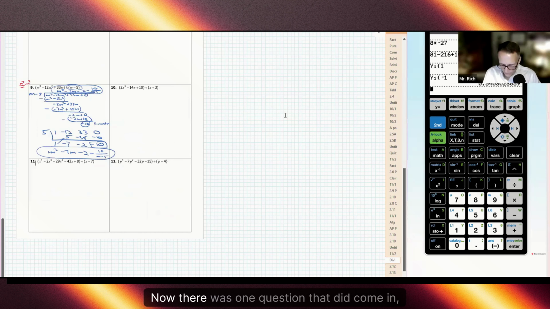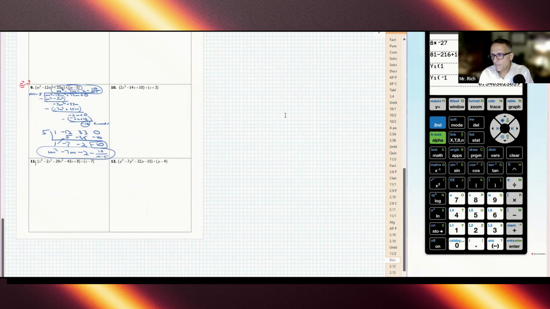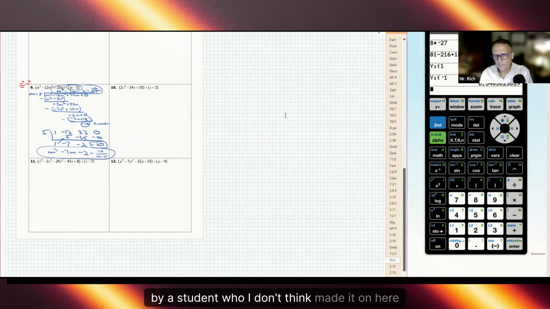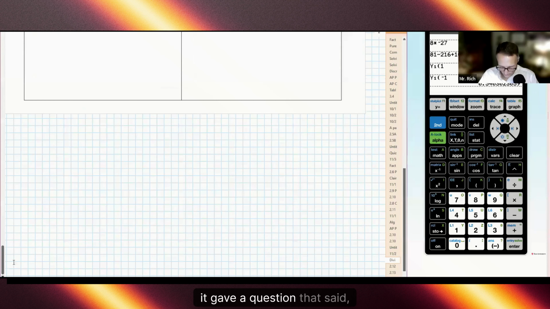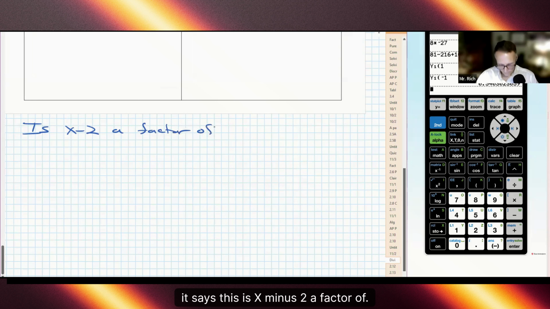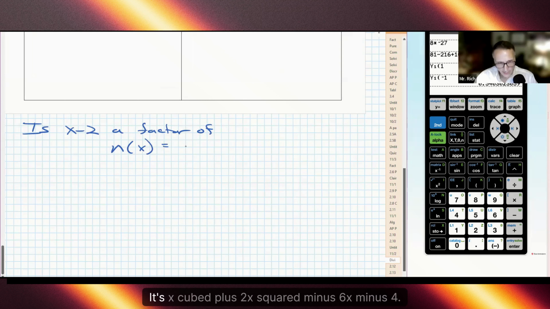All right. Now, there was one question that did come in by a student who I don't think made it on here tonight, but I am going to work one of the problems for her. It was a problem from this unit. And here is what the problem was asking. It says: is x minus 2 a factor of N of x, the polynomial x cubed plus 2x squared minus 6x minus 4?